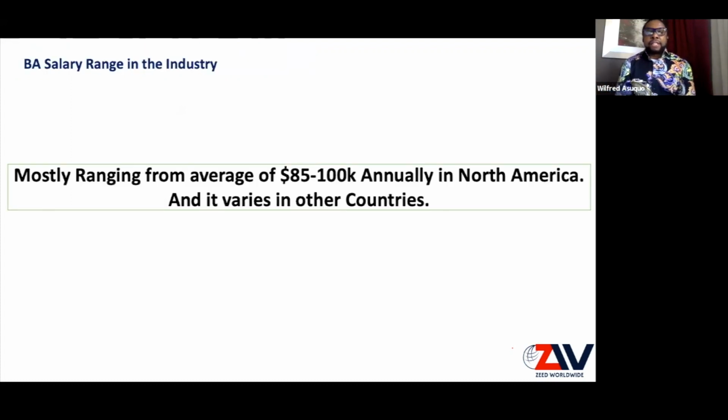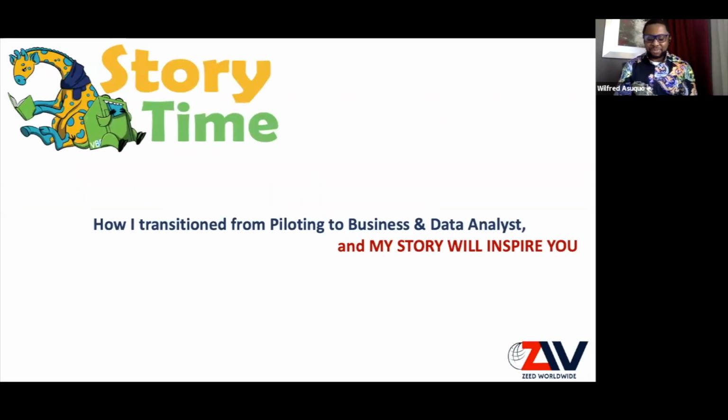All right. So what is the BA salary range in the industry? Mostly, if it's in North America, in the US, it ranges from an average of 85 to 100 annually, and it varies in other countries. Sometimes it's even more. That's the average, but it's more. So it's a good career. Jump on it.